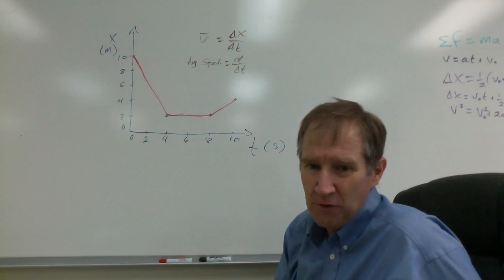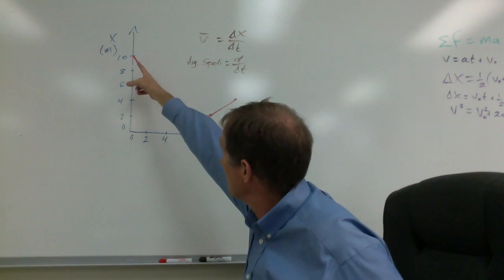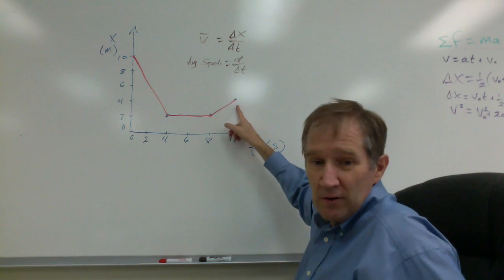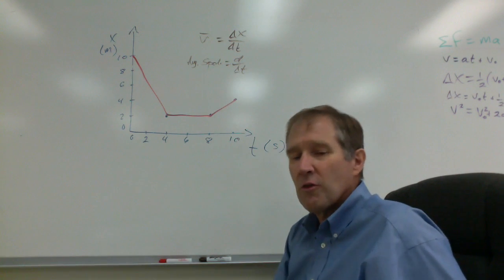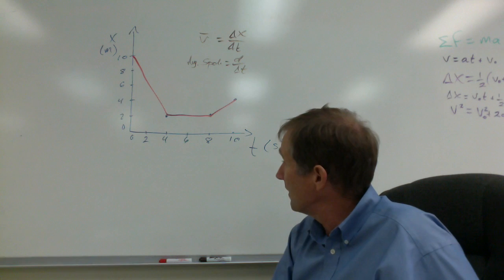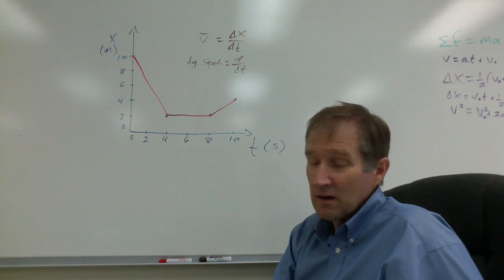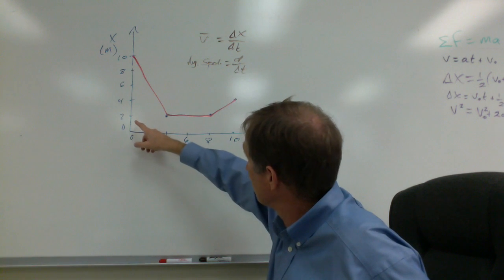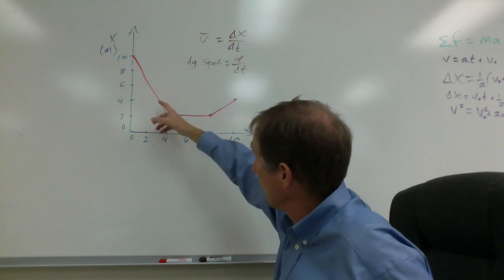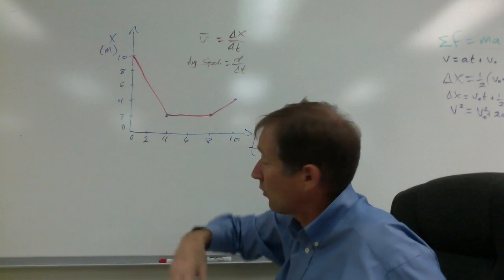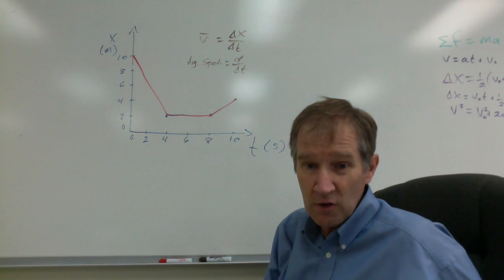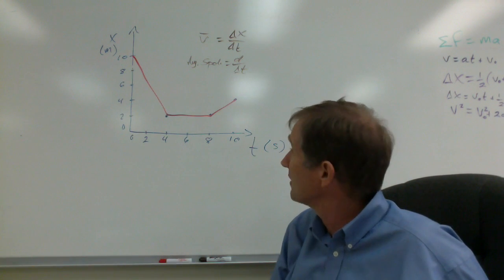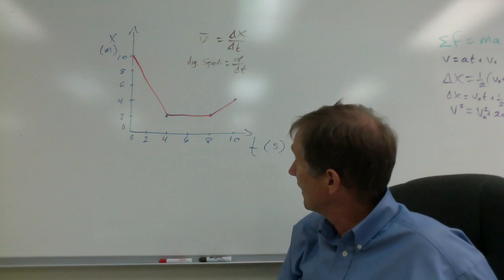How do you get from 10 meters in the beginning to 4 meters in the end? You have to change your overall position by -6, okay? Another way to do it would be 10 minus 4, because you start at +10, you ended up at +4. Excuse me, 4 minus 10, because it's always final minus initial, is -6.